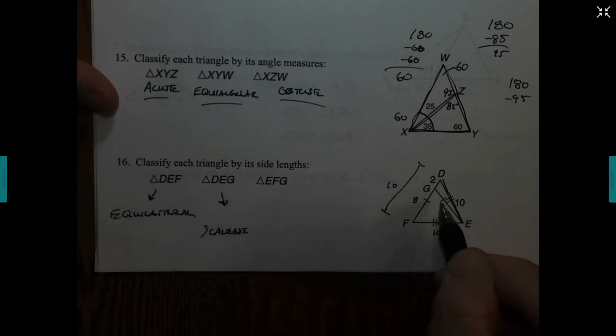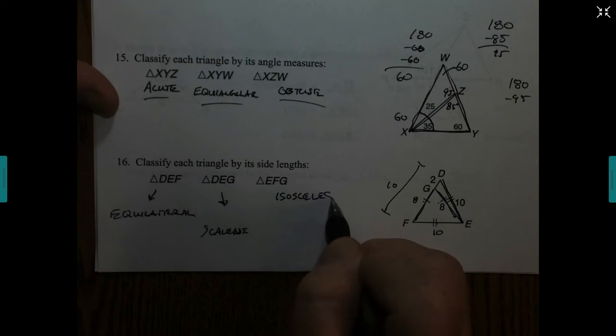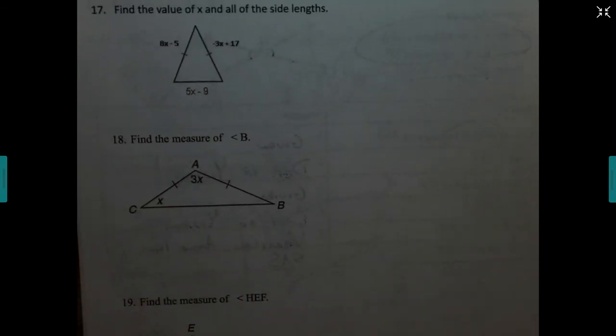EFG. Well, 2 of the sides measure 8 and 8, and the bottom's 10. If 2 of them are the same, that's isosceles. We're doing good. 3 pages down, 1 left. We've seen this one before.